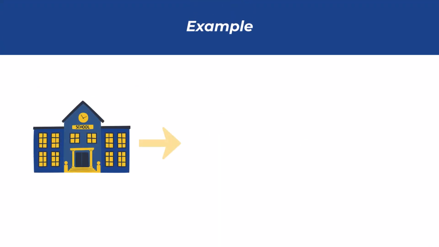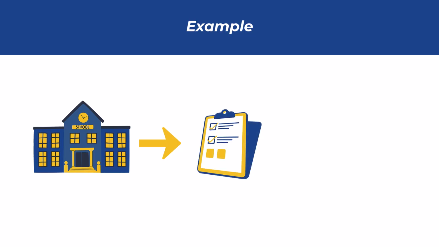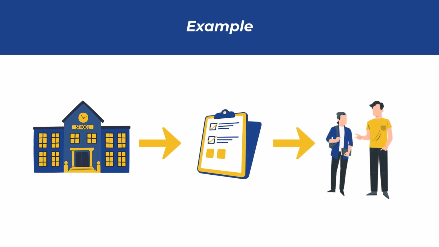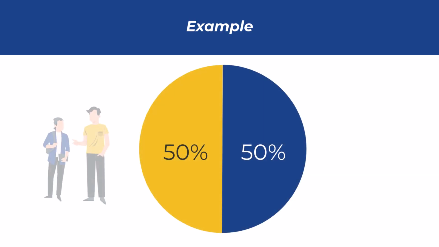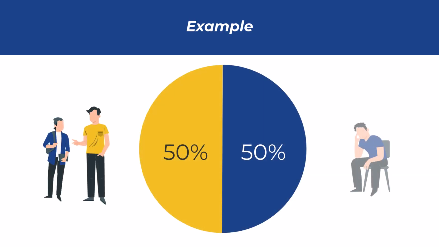Let's look at an example. A YPAR group in a high school in Colorado conducted surveys with students to study the issue of a lack of supportive adult relationships in their school. While 50% of students said they had at least one adult they could trust, they found that 50% of students didn't have that important relationship.